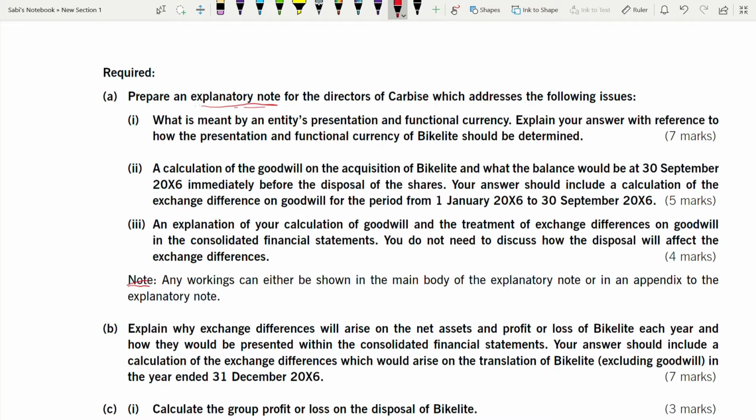So for example, you have some workings where you have to show goodwill, right? So that you can show in the main body also or as an appendix. That's your choice. So first, coming to the first requirement, what is meant by an entity's presentation and functional currency? Explain your answer with reference to how the presentation and functional currency of Bakelite should be determined. Right? Let me underline. The main words are presentation, functional currency.